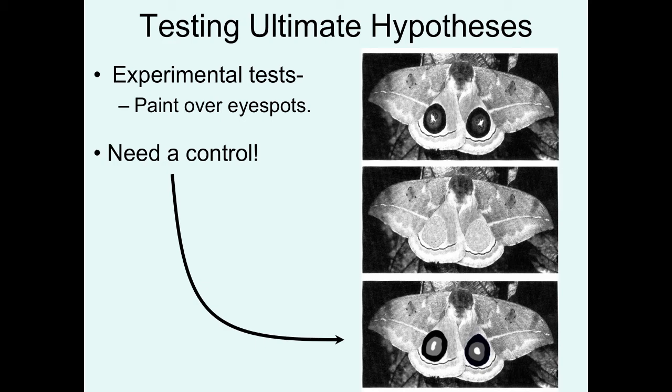If, however, you find out that the experimental control has more similar results to the group where you painted over the eye spot, well, that's telling you there are problems with the experimental methodologies themselves, and you really need to go back to the drawing board.